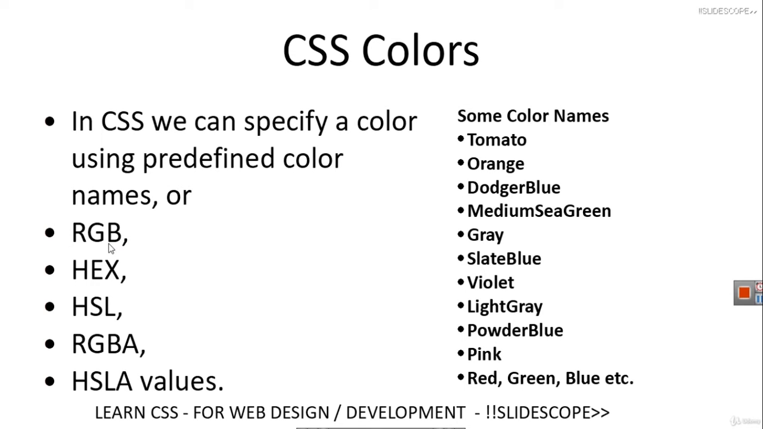We have RGB, which is red, green and blue. Then we have hex, which is the hexadecimal code of a color. Then we have HSL, RGBA, HSLA. I will now show you examples of these. HSL is basically hue, saturation and lightness. When we add A to it, that means we are adding alpha, which means we want to make the color transparent.